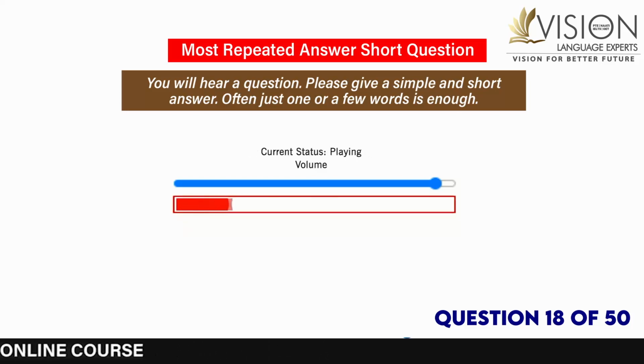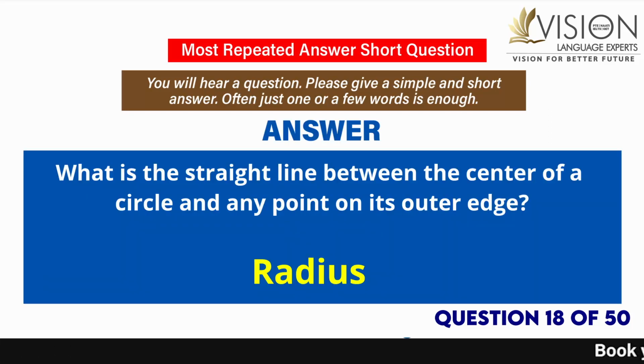What is the straight line between the center of a circle and any point on its outer edge? Radius.